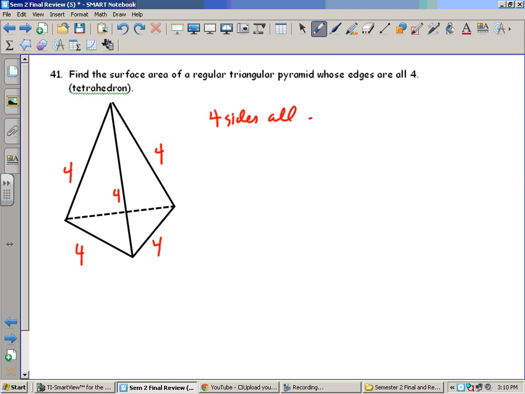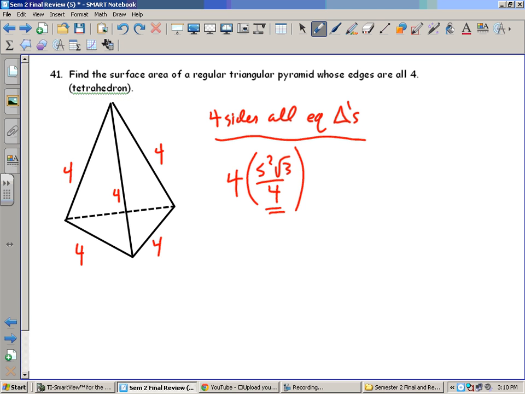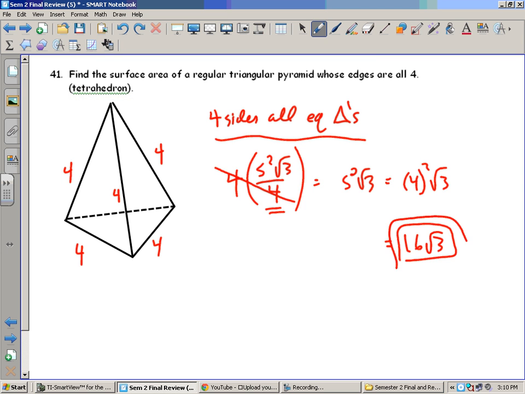all equilateral triangles. So the area of an equilateral triangle is side squared root 3 over 4. And because this is a 4-sided figure where every side has that area, it's just going to be 4 times that, which is actually kind of cool because look at the 4 is going to cancel out. So I end up with just side squared root 3, which is going to be 4 squared root 3, which gives me a surface area of 16 root 3. I believe this was a test question that we looked at, and it was actually very simple if you understood the problem.